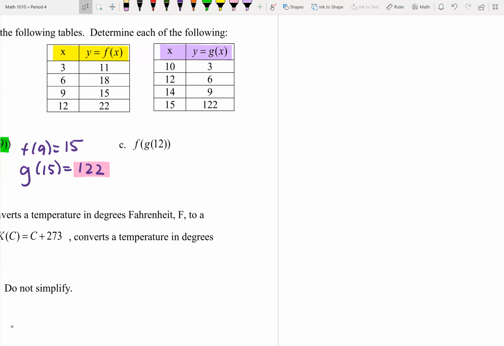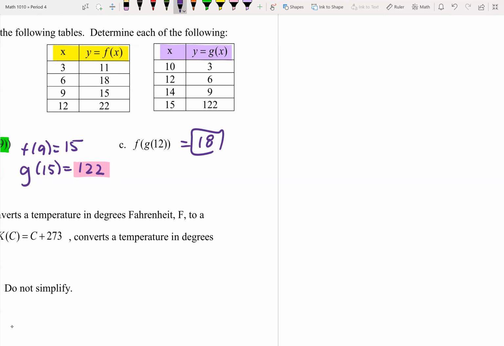Okay, you guys ready? Peyton, what'd you guys come up with? We both got the same answers where we got g of 12 equals 6 and then f of 6 equals 18. So the final answer would be what? Tell me the final answer. 18. Just 18. Yep, you're exactly right.